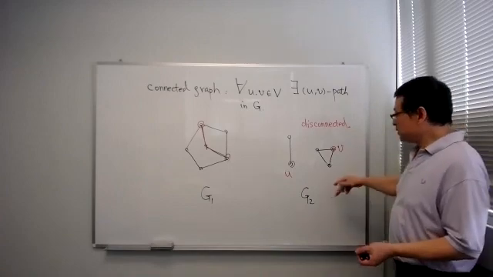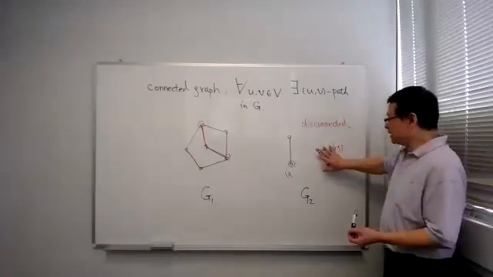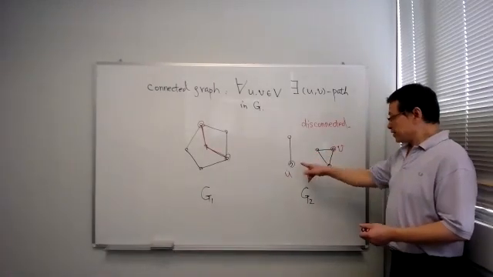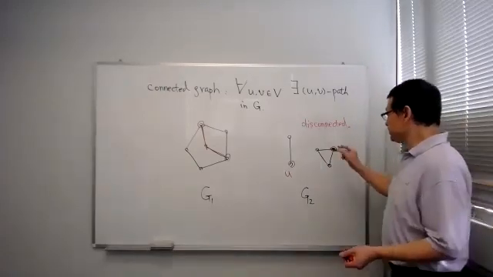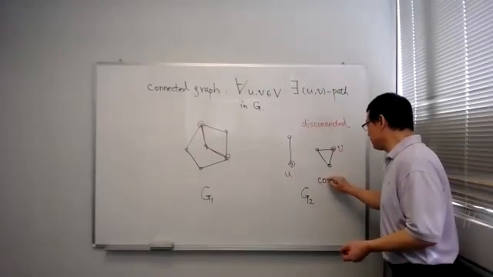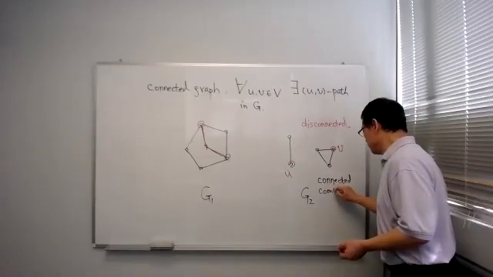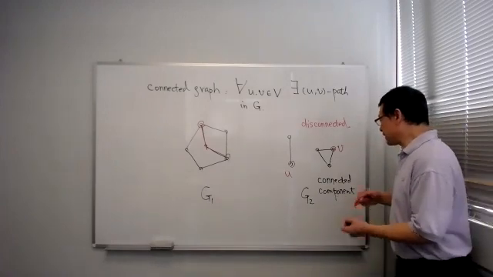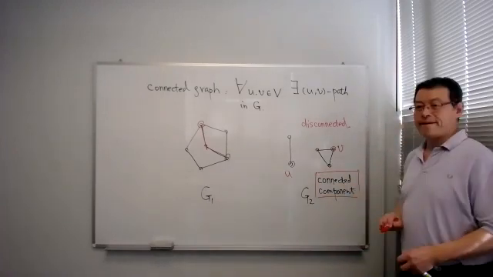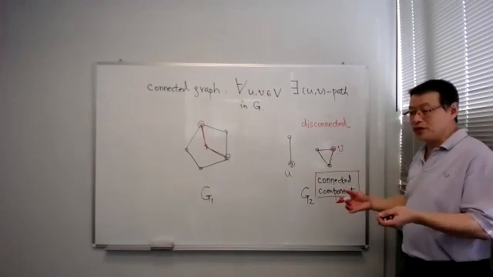Now, you may say, okay, so this graph is disconnected, but each piece is connected. So this piece is connected, this piece is connected. Each such connected piece is called a connected component. So each piece is called a connected component. All right. Now, how can we define a connected component? Again, I cannot just say each piece. What do we mean by each piece?